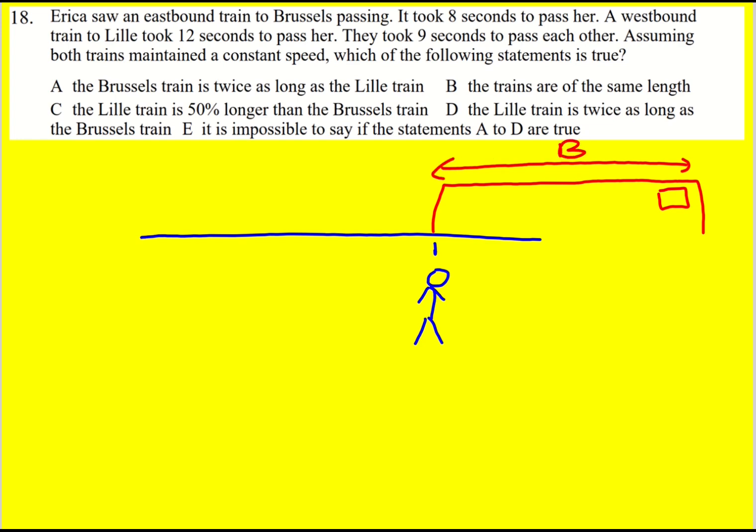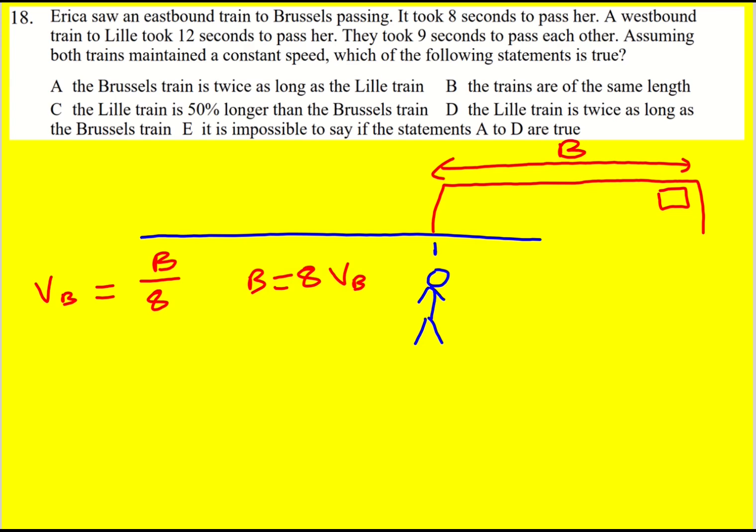So what we can say is that the length of the train, if I call it b, then we can use speed equals distance over time. It must be that the speed of train b is equal to the distance b divided by 8, or b is equal to 8 times the speed of the train.